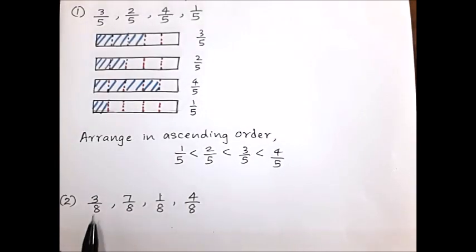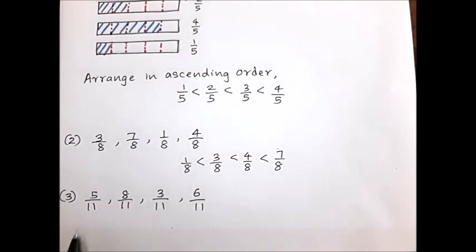Second example. Again denominators are equal, different numerators. You have to write this in ascending order. So first write the smallest one. It is the smallest numerator, 1 over 8. Smallest one. Next one, 3 over 8. Next one, 4 over 8. Largest one is 7 over 8. The largest fraction is the fraction with the largest numerator.